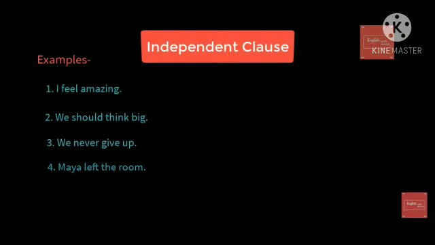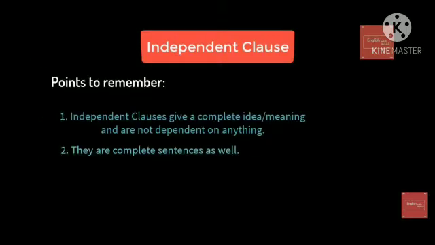Here are examples for independent clauses. I feel amazing. We should think big. We never give up. Maya left the room. An independent clause gives a complete idea or meaning and does not depend on anything. They are complete sentences as well.